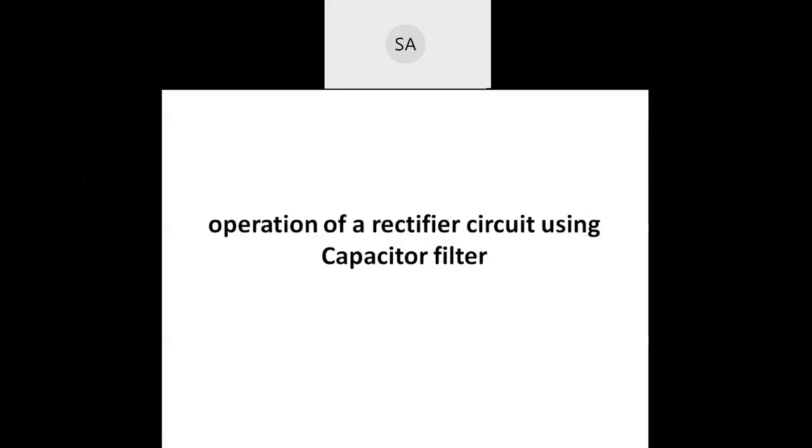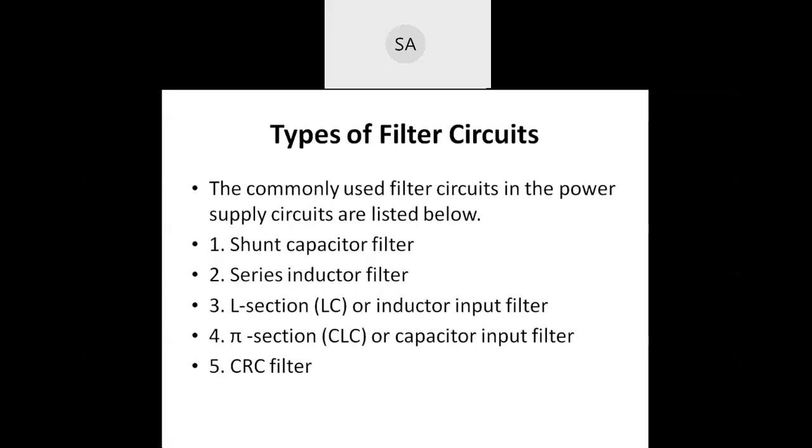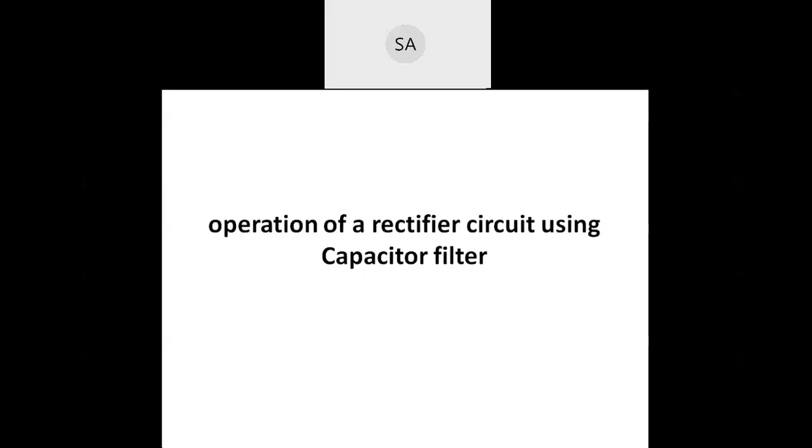Let us discuss the operation of the rectifier using capacitor filters. Here we have the types of filters: shunt capacitors and series capacitors. A capacitor filter is nothing but a shunt capacitor. The capacitor should always be connected in shunt only. If you connect it in series, it will be an open circuit. So here is the operation of the rectifier using capacitor filters. The filter is designed with the capacitor.